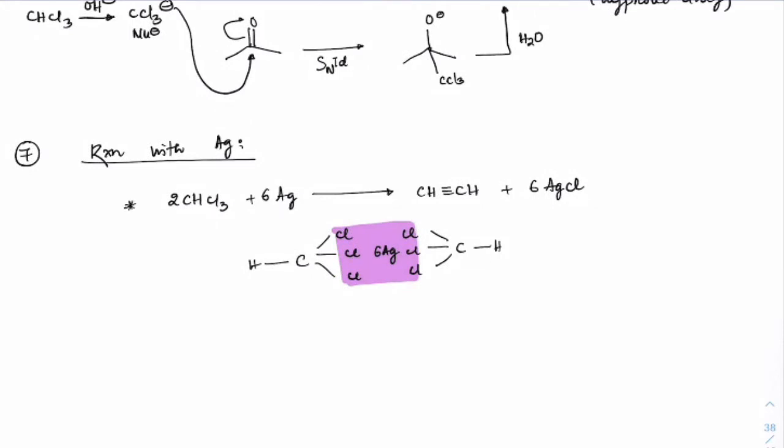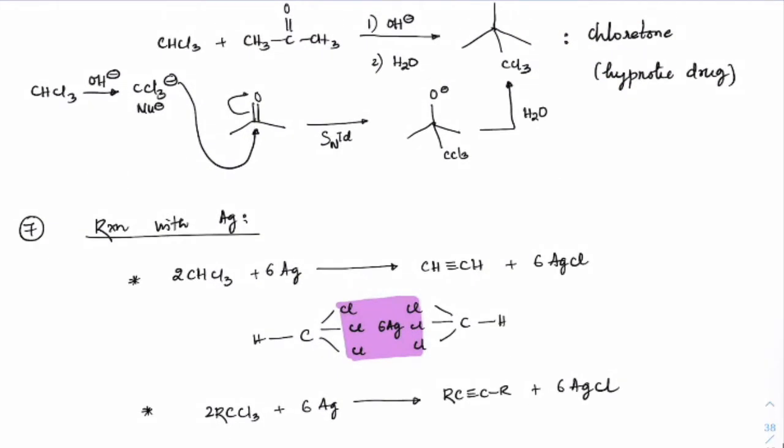Now the same logic can be used even if there is an R group, which means 2RCCl3 plus 6 moles of Ag will give us RC triple bond CR plus 6 moles of AgCl. So these are all simple reactions which you just have to revise once. You know what the chloroform reactions are.